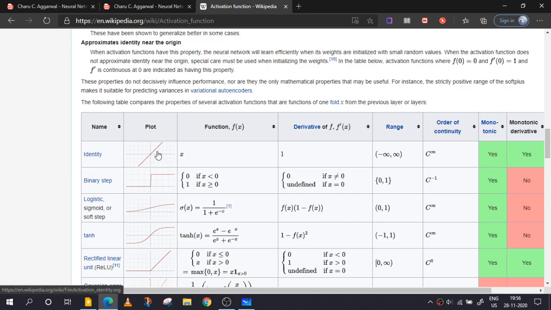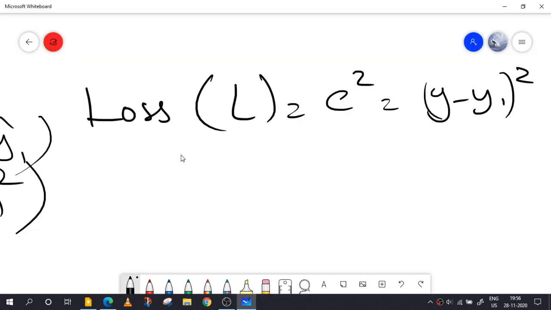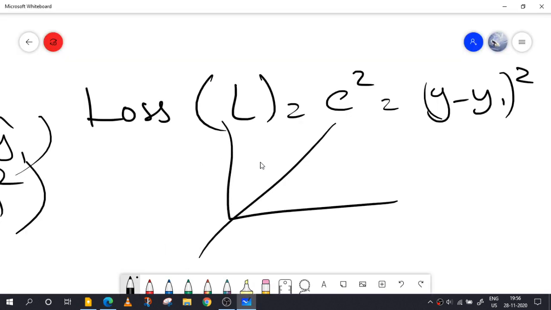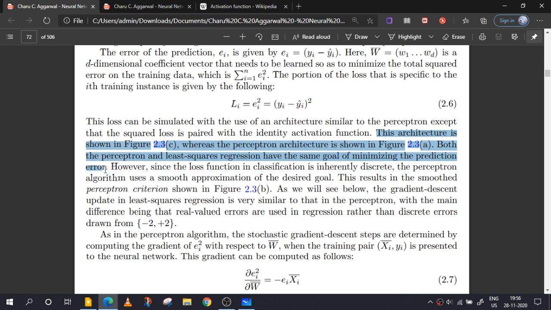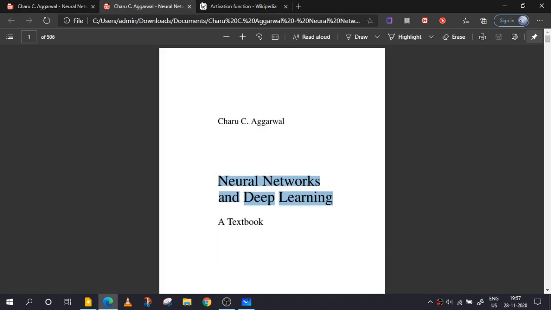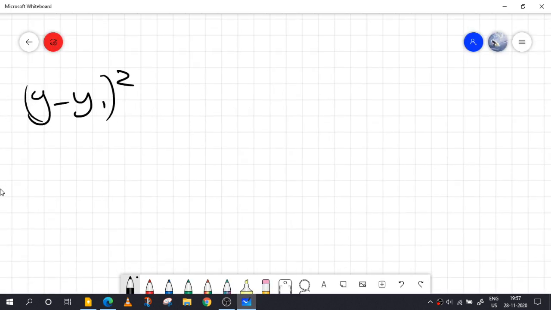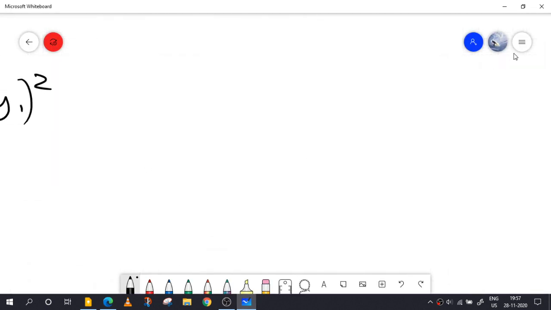Oh, here's identity. So I think it's just going to predict. The identity activation function is basically this. Now, what does this mean? How do I explain this? So the loss is going to be on this. The architecture is shown below, whereas the perceptron architecture is shown here. Both the perceptron and this one have a similar goal of minimizing the prediction error. The perceptron is a neuron, basically an older model, the first one that was created in neural networks.